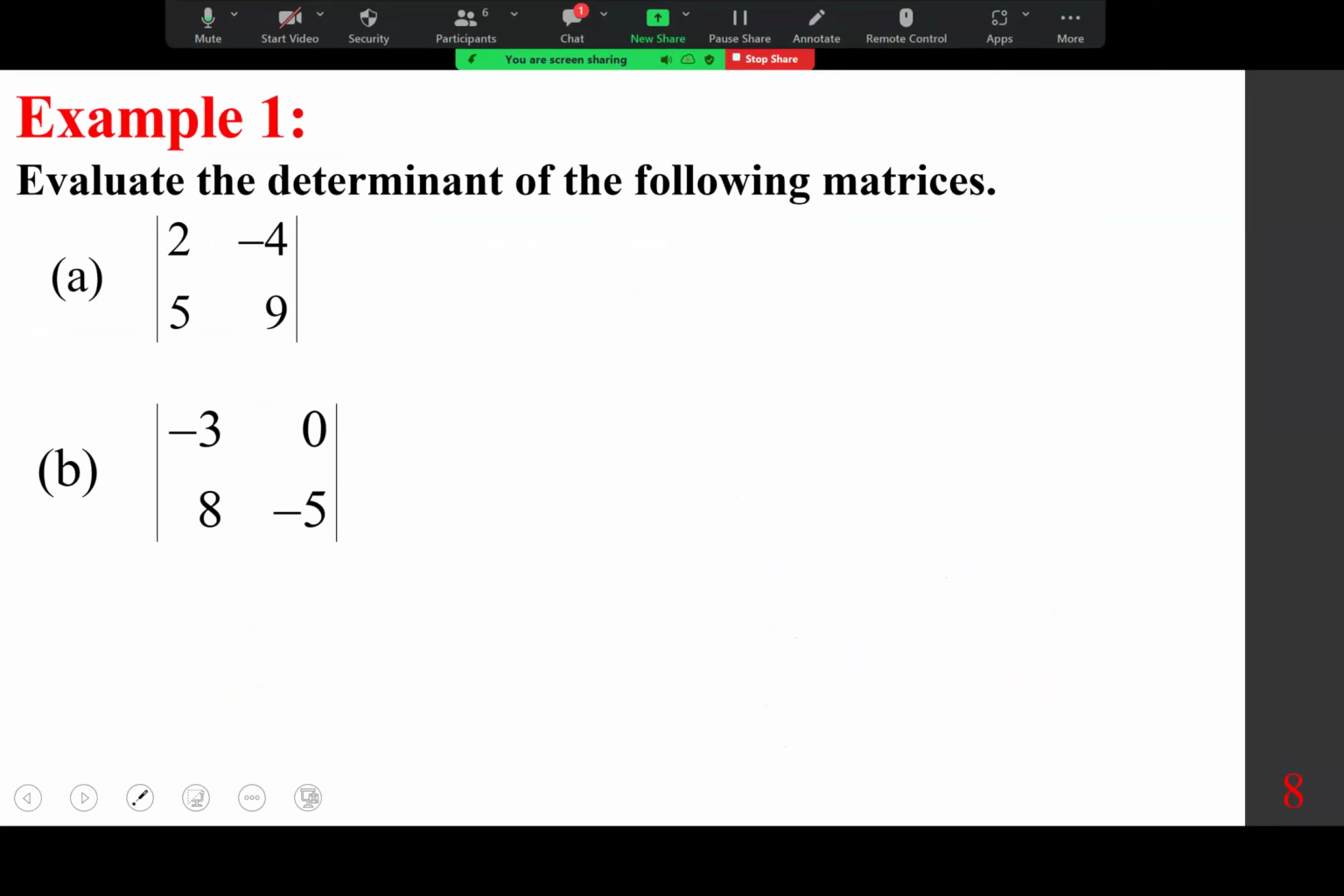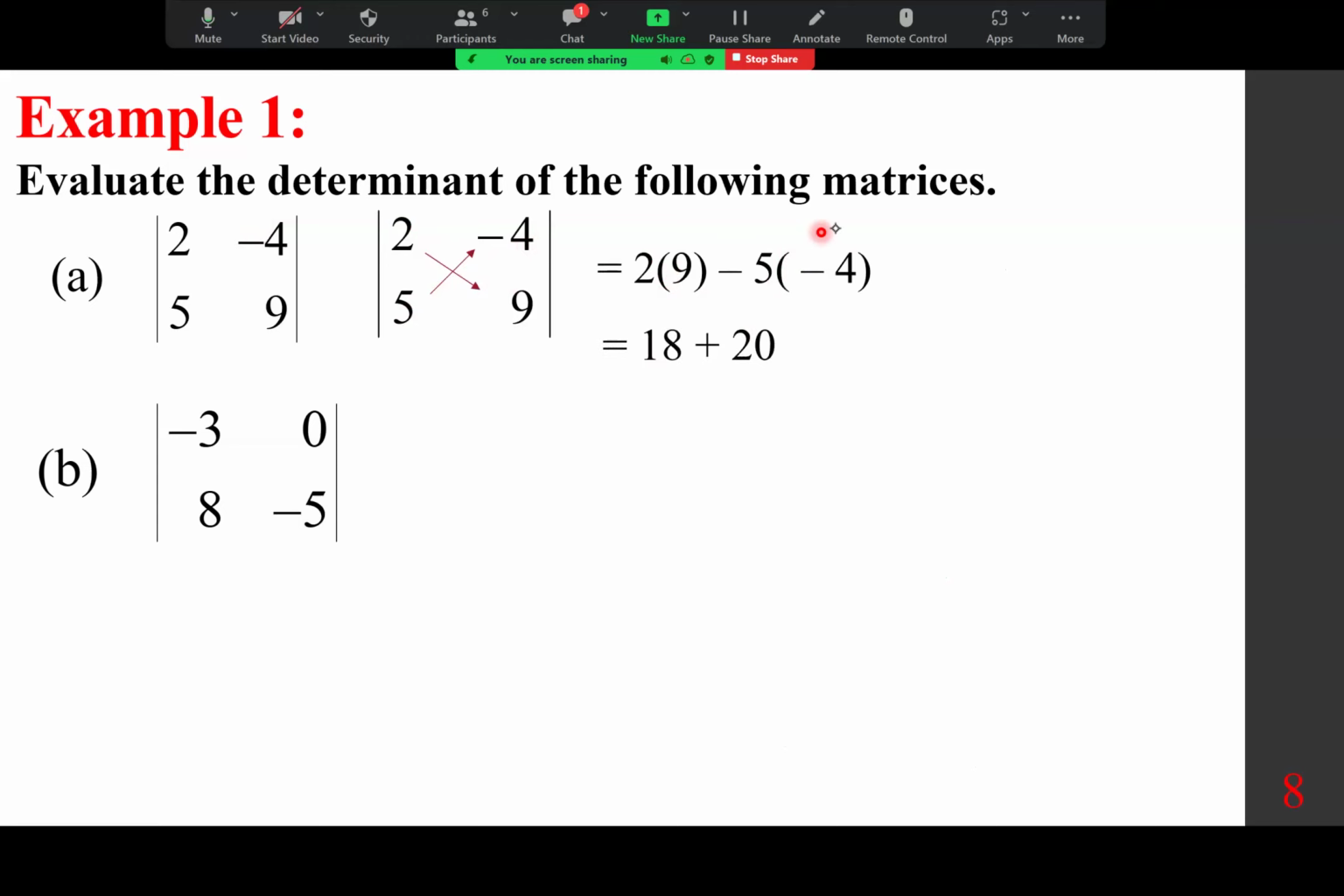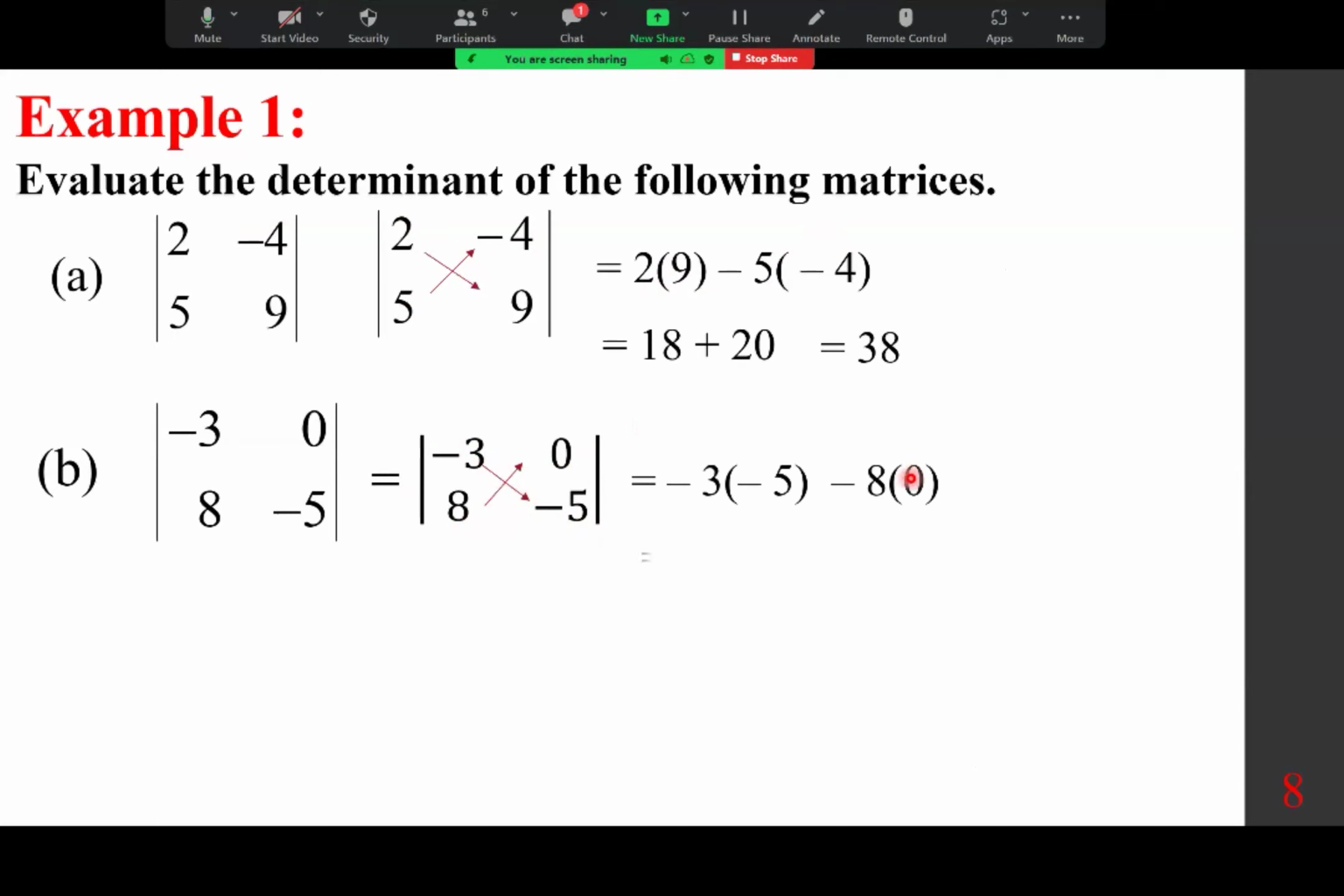All right, so we want to evaluate the determinant here. You just go with the cross product here, which makes it 2 times 9 minus 5 times negative 4. This is 18. This is positive 20. They add up to 38. We go with the cross product of these two, meaning negative 3 times negative 5 minus 8 times 0. This is 0. This is 15. The result is 15.